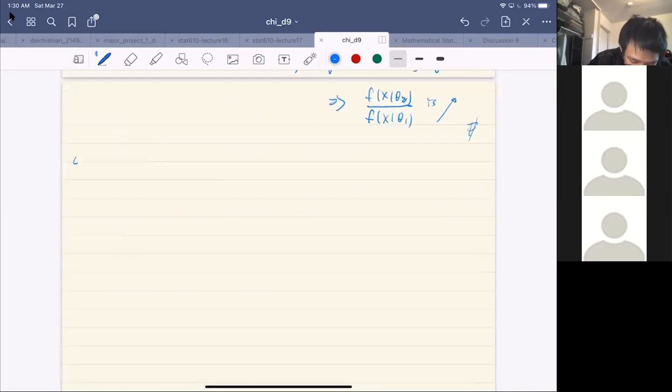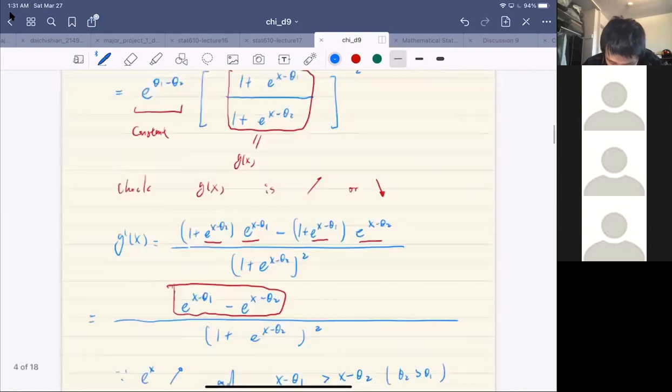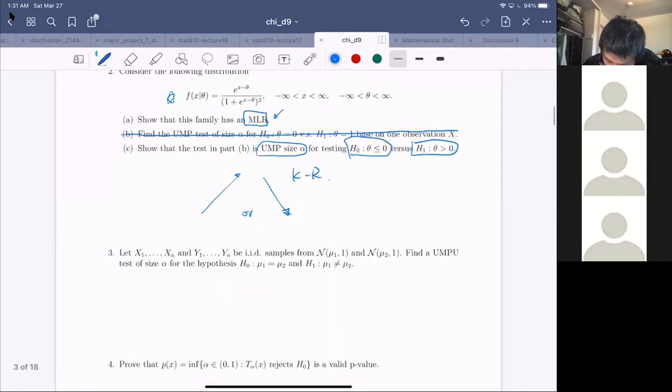And for the other question, part B, we want to find a UMP test for the hypothesis testing. Look at this. Is it which side? Smaller than or greater than?